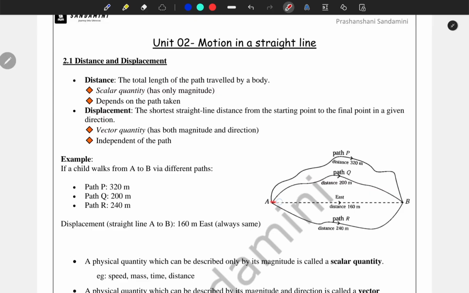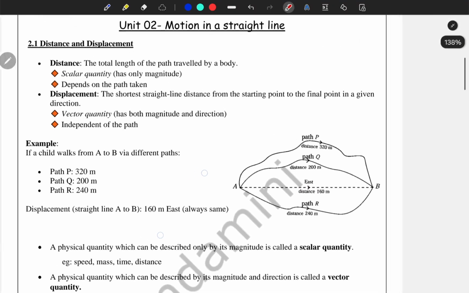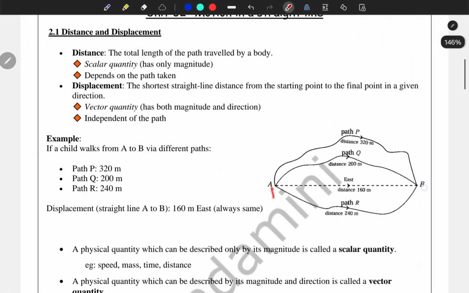Okay, so from point A to point B there should be a straight line. There is no angle, right? So if you draw a straight line from A to B and measure that length, it will give a value. It's not actually the distance. It is the displacement from point A to B.